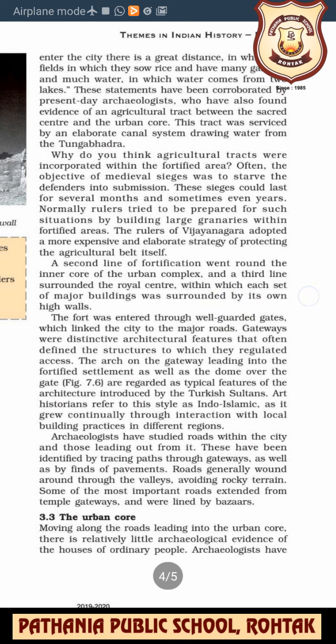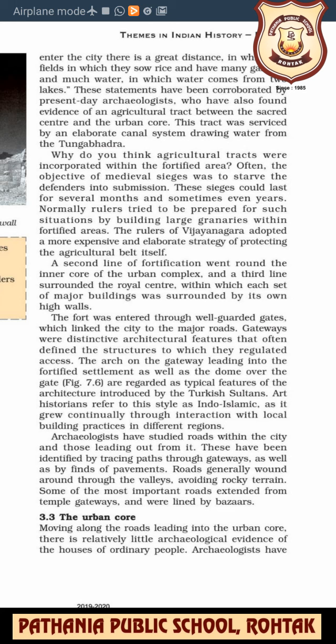We were reading that all this agriculture tract also came under the fortification, and this tract was serviced by a canal system drawing water from the Tungabhadra. Means there was a proper system of irrigation. Canals were developed to provide water for irrigation in this agriculture tract. And even if we see, the objective of medieval sieges was to starve the defender into submission.